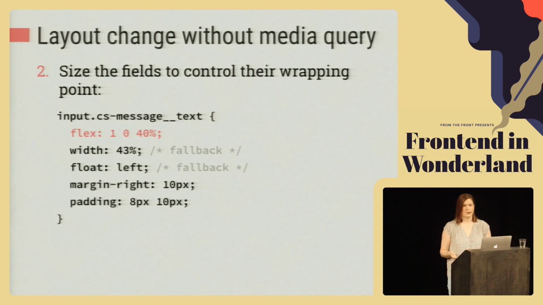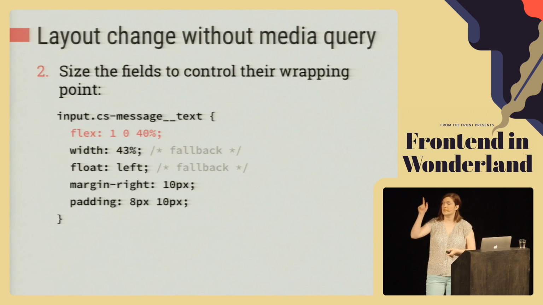So then the question is, what makes them decide to wrap? The browser wraps them when it can't fit them on one line, but how does it know they can't fit? This is where their flex values come in. So let me define the flex property first before explaining this particular value.